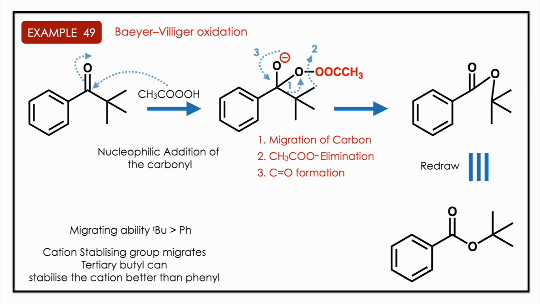So it migrates, a new CO bond forms and the carbonyl forms through the concerted mechanism. If you redraw nicely, you can see oxygen inserted between the carbonyl and tertiary butyl. The concept you have to learn here is that the tertiary butyl group has higher migrating ability than the phenyl group.